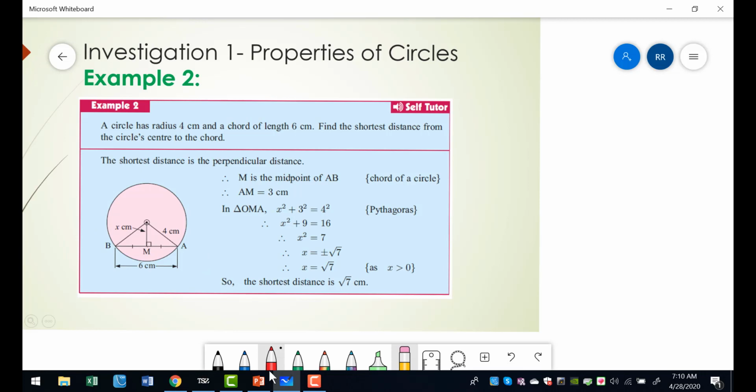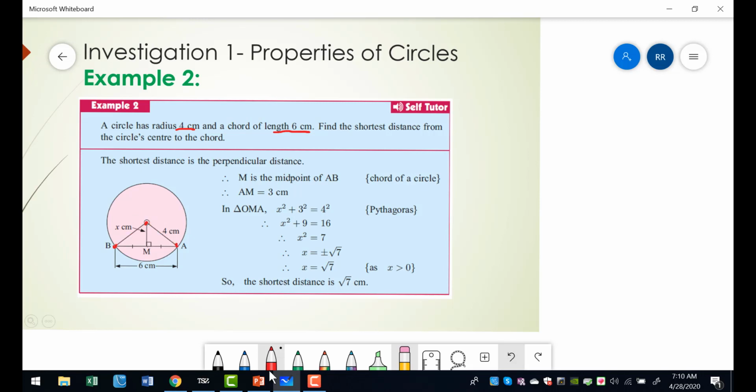As we see here, the radius is 4 centimeters, and we have a chord of length 6 centimeters. Let's say I draw a chord AB, from here to here. This line here is the chord. And we have a radius of 4, which means that if I connect the center point to point A and to point B, this will be the radius, and this will also be the radius.